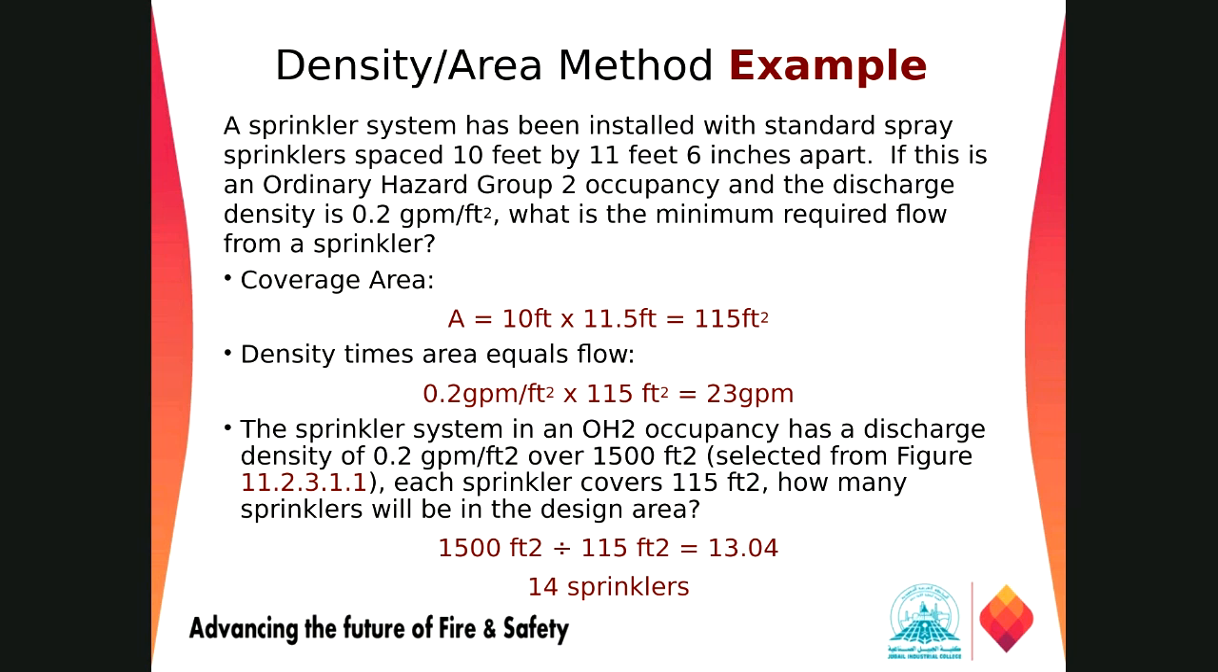The coverage area of one sprinkler is around 10 feet by 11.5 feet. So one sprinkler will cover around 115 square feet, right? We are going with the density area method. So one sprinkler can cover around 115 square feet, and the density is 0.2 GPM per square feet. So 0.2 GPM per square feet multiplied by 115 square feet, we need 23 GPM from one sprinkler, right? So we need this much flow from one sprinkler to get 0.2 GPM per square feet.